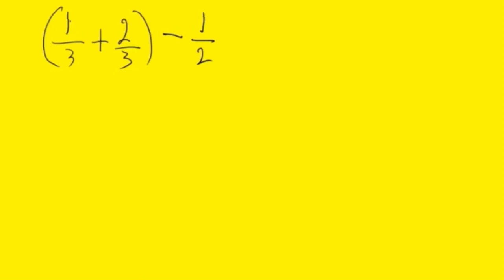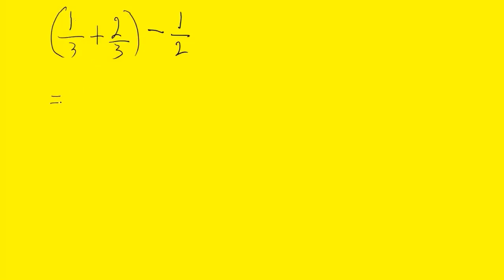For example, here if we have 1 over 3 plus 2 over 3, all that will be minus 1 over 2. What can I do first? The first thing we have to do is to finish the brackets. 3 plus 3 will equal 3 because with the same denominators, the denominator stays as it is. There is no addition for denominators. And 1 plus 2 equals 3. This will be minus 1 half.